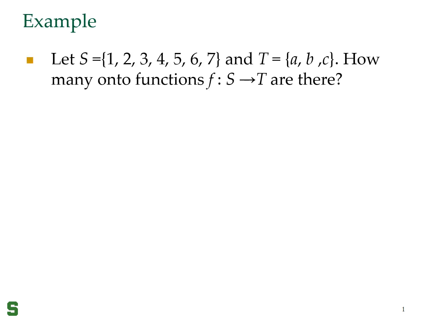So let's look at a few examples. This is a problem we saw earlier. We said let set S be the set from 1 through 7. Let set T be A, B, and C. How many onto functions are there from S to T, where S and T are given as below?